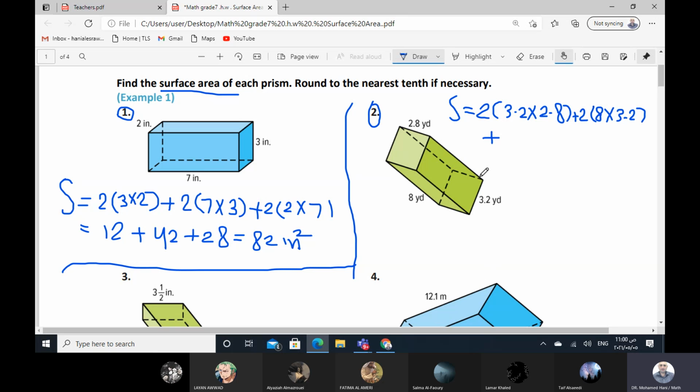we have the top, this face in the top, and we have the bottom. Also the two faces here are congruent and parallel. So we can write 2 times the area of the face, 8 times 2.8.